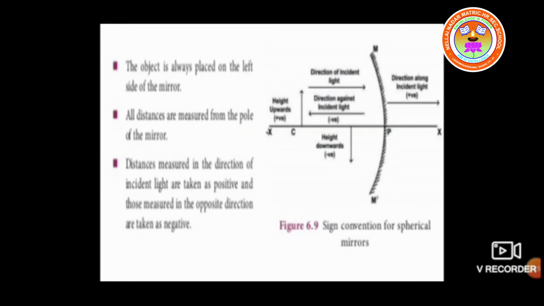Example, you need to calculate the distance of the object. Already you know that the object is placed on the left hand side of the mirror. So when you take the distance of the object, you are calculating from the pole to the object. Here this distance is against the direction of the incident light, so it should be mentioned in negative. We placed the object on the left hand side of the mirror, so it should be calculated as negative. Okay students.